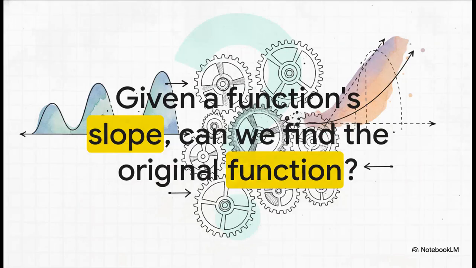Let's jump in. So, this is the big question, right? Given a function's slope, can we figure out the original function? It's kind of like a detective story. We have the clue, the slope, the derivative, and our job is to trace it back to find the source.